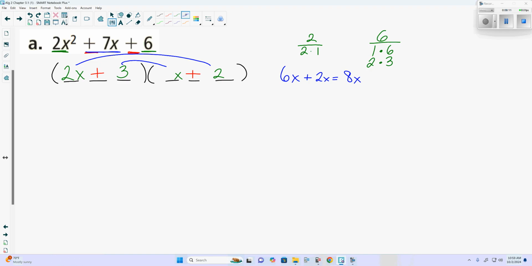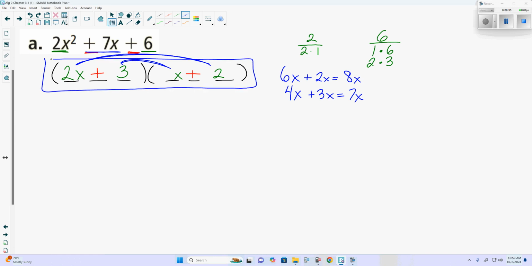Now, if we check this here, we switch the 2 and 3. 2x times positive 2 is positive 4x. 3 times x is positive 3x, and 4x plus 3x is 7x. Is that the middle term we wanted? Yes. So the correct factors for this here are 2x plus 3 times x plus 2.